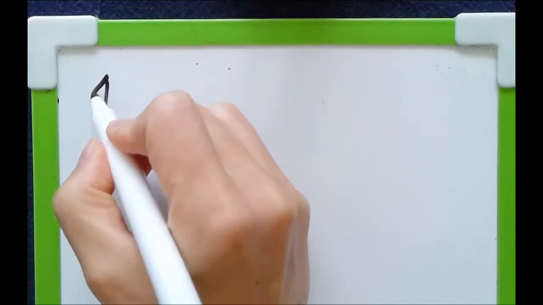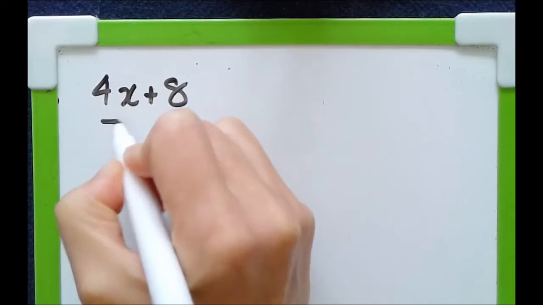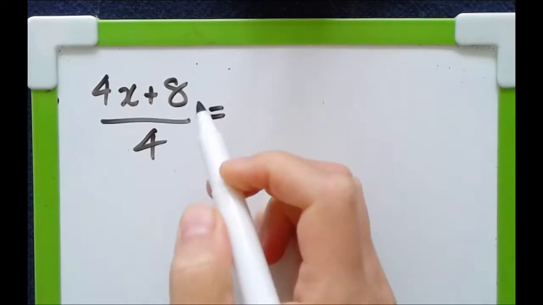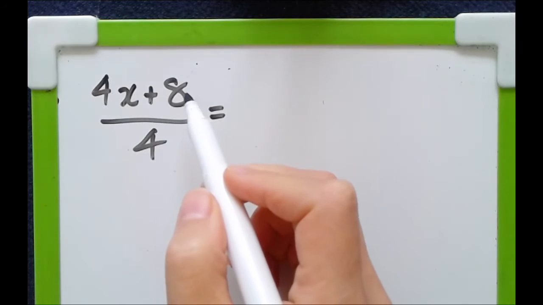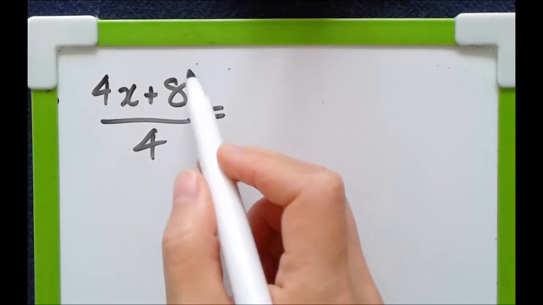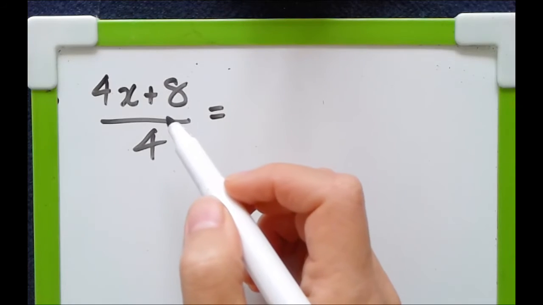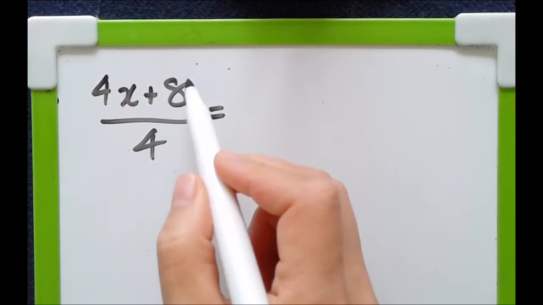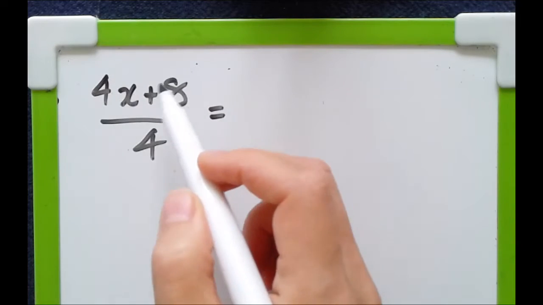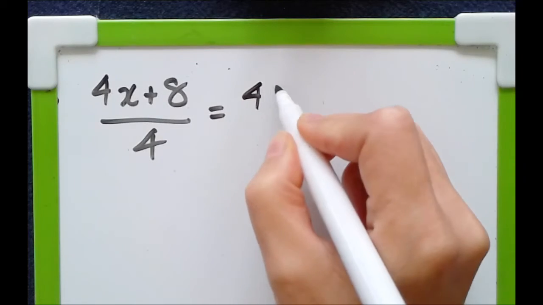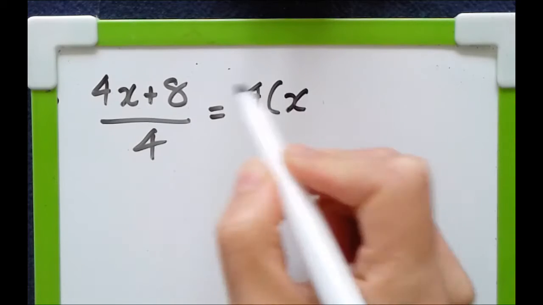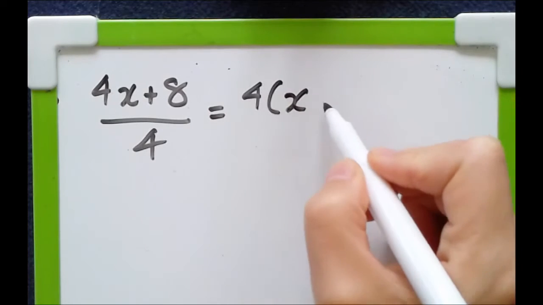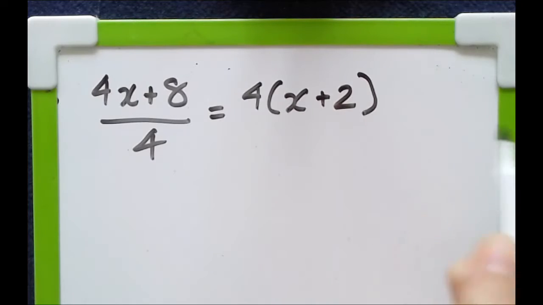So what if we have something like this? 4x plus 8 divided by 4. Now you notice that the numerator is not all joined by times, so we need to change that. We always factorize each part, the numerator and the denominator, first if it's not already factorized. So you can see both these terms, 4x and 8, have a factor of 4 in them. If I take a factor of 4 out, I have 4 times x is 4x, and 4 times positive 2 is 8.